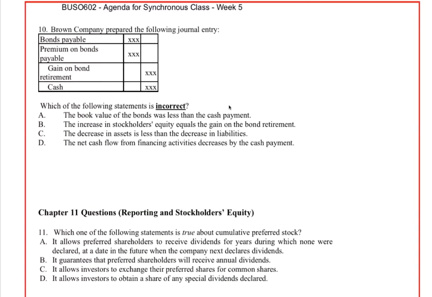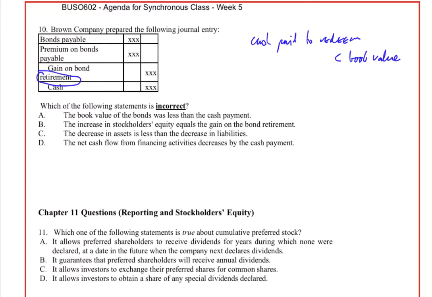Question 10. Brown Company prepared the following journal entry: debit bonds payable, debit premium on bonds payable, credit gain on bond retirement, and credit cash. Which of the following statements is incorrect? Clearly, with a debit to bonds payable, a debit to premium and a credit to cash, they're retiring the bonds. And the amount of cash they're paying is less than the book value. So cash paid to redeem is less than book value at the time of redemption.